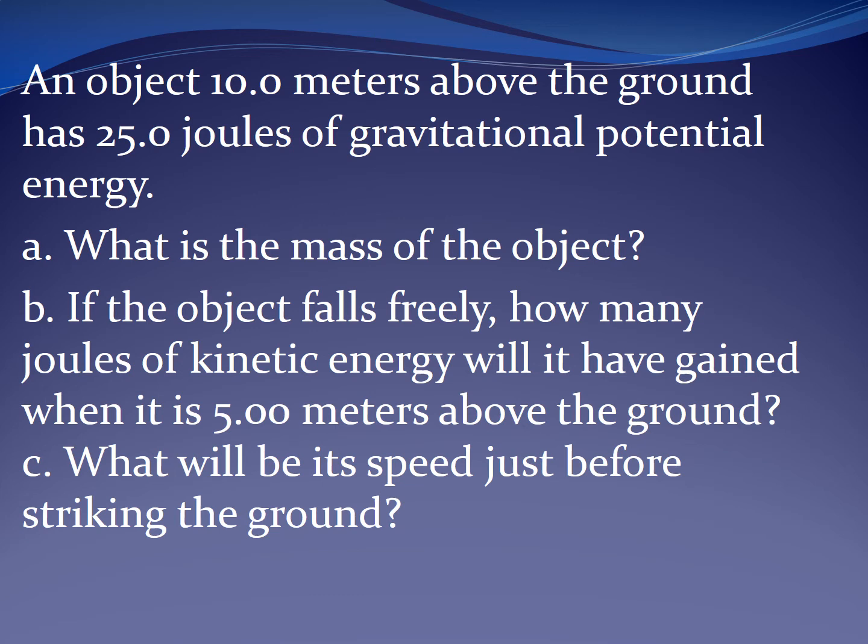An object 10 meters above the ground has 25 joules of gravitational potential energy. A, what is the mass of the object? B, if the object falls freely, how many joules of kinetic energy will it have gained when it is 5 meters above the ground? And finally, C, what will be its speed just before striking the ground? So let's figure out A.